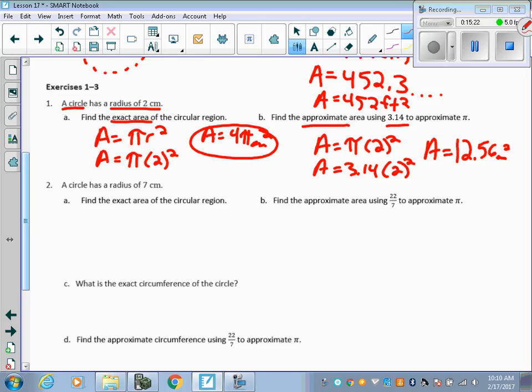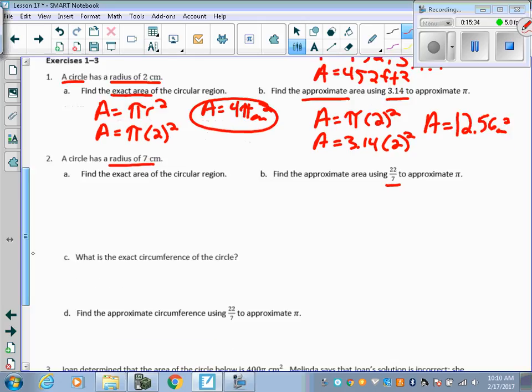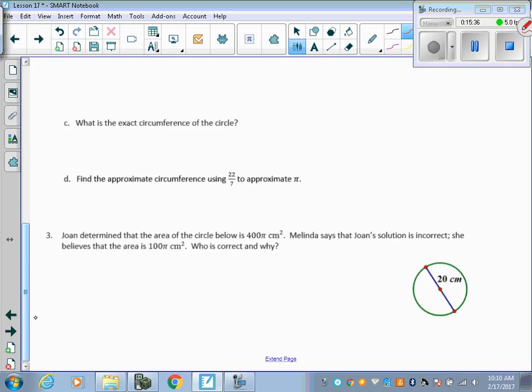I'm going to have you guys do number 2, where the radius is 7 centimeters. The only big difference on this is 22/7 instead of 3 and 1400ths. So keep that in mind. And then last but not least, you guys will find the exact circumference and find out the approximate circumference of that as well.